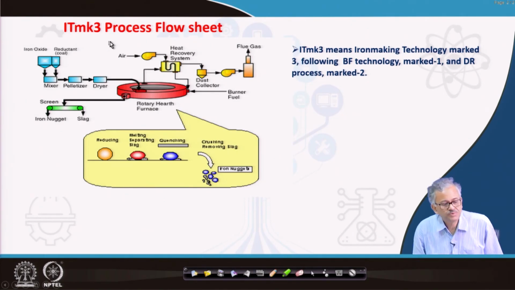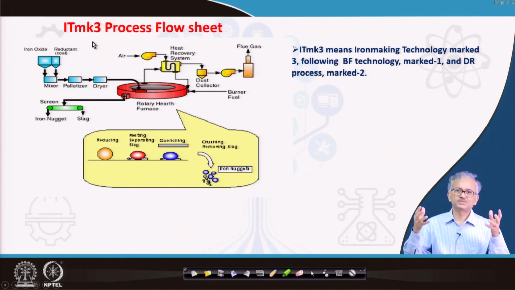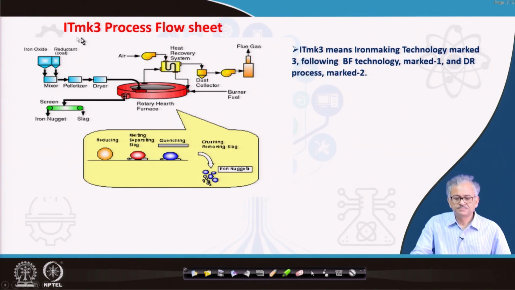Then I will come to the last process, that is iron making technology Mark III. What is called iron making technology Mark I? That is the blast furnace, the conventional blast furnace process. Then the direct reduction process is called iron making technology Mark II. And then the nugget production directly from the iron ore is termed iron making technology Mark III, ITmk3.